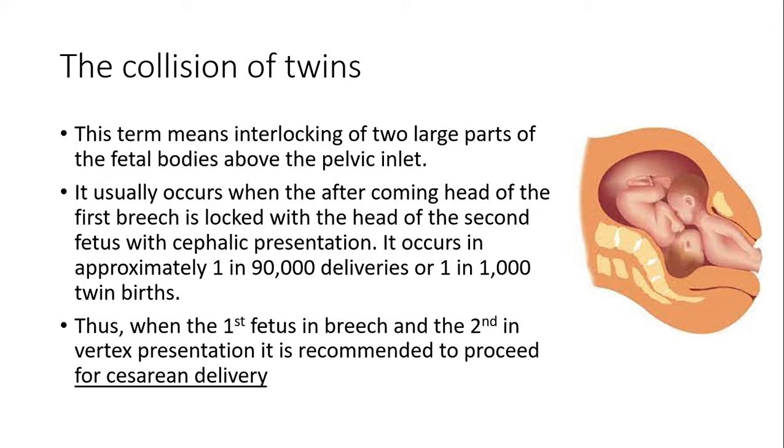The next complication for twin gestation, obviously, is the collision of twins, which may occur if the first is breech and the second is a vertex fetus. You see in the picture, there is interlocking between the heads of both fetuses, which does not allow delivering them vaginally, and is an indication for cesarean section.